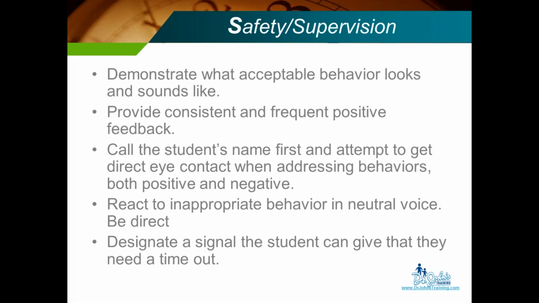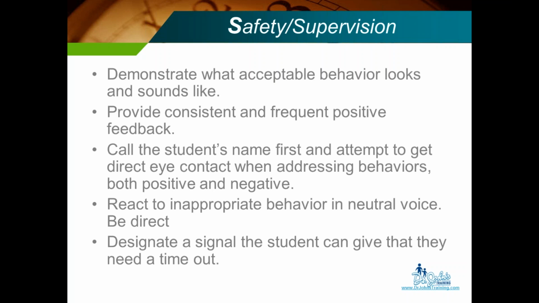You want to call the student's name first and attempt to get direct eye contact when addressing behaviors, both positive and negative. And when I say attempt to get direct eye contact, that may be a problem for a child with a neurological disorder. It's a common trait that they may look at you, but they will not focus and keep eye contact. It's not that they're not listening to you, it's the manifestation of the disorder. And again, after you give them instructions or you are discussing a behavior with them, you want to ask them to repeat back to you what you said.